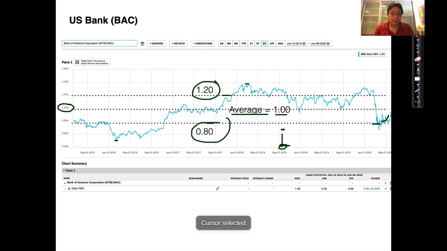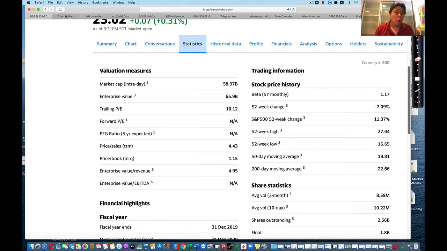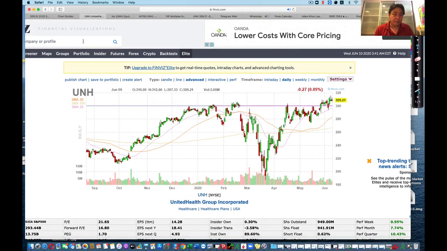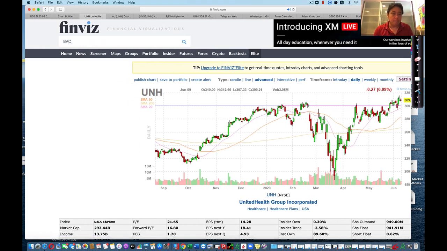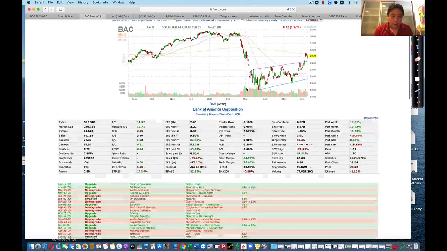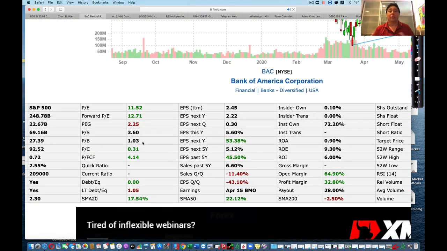Let's take a look at the price to book ratio of Bank of America right now. Again, we can use Yahoo, or for US stocks, you can use Finviz. Right, let's use Finviz. Bank of America, and the price to book ratio is now 1.03. There we go. So it's right now at fair value. Not expensive, not cheap. It's okay. You can buy it right now.